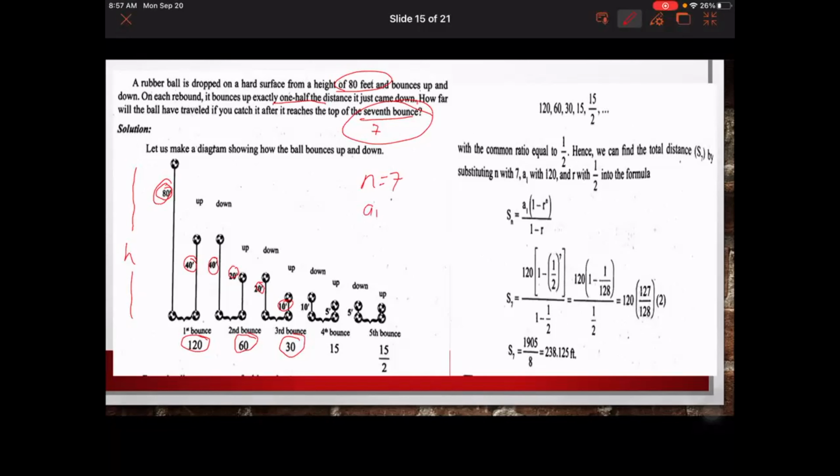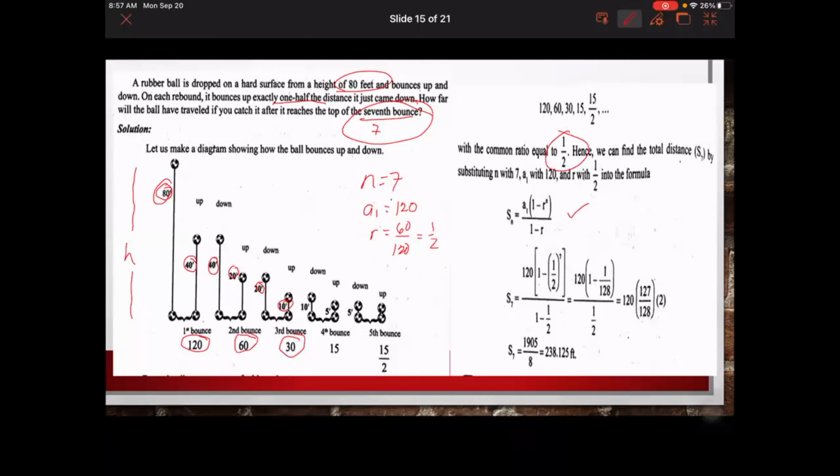Tapos, a sub 1 is equal to 120. Hindi yung 80, ha? Kasi ang kinukuha natin is yung distance. Tapos, our r. Ang r natin dito is 1/2. Bakit siya naging 1/2? Kasi 60 over 120. This is 1/2 as the simplified. So, mayroon tayong S sub 7. Ito na yung ating solution. Ito ang ating formula. Just plug in.